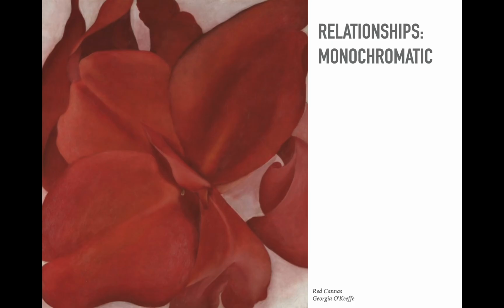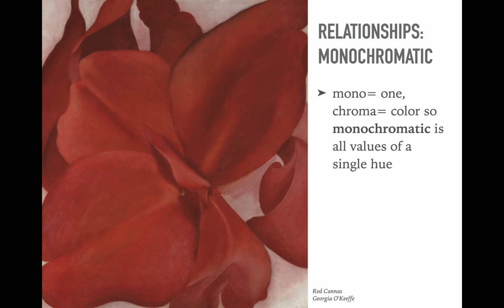And the last, look at that beautiful thing. The last color relationship is monochromatic. Mono meaning one and chroma meaning color. Monochromatic is all different values of a single hue. So the hue here, red. We have light red, aka pink, and dark red. Sometimes I like to call it oxblood. But there's all different values of just one color.